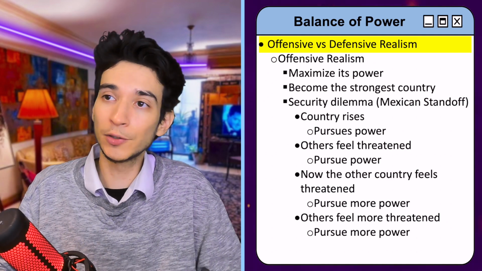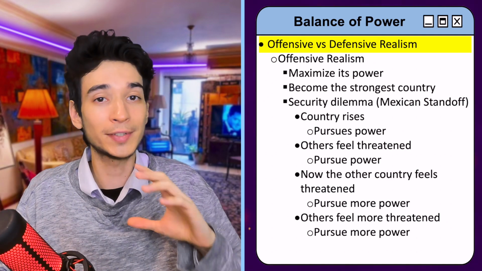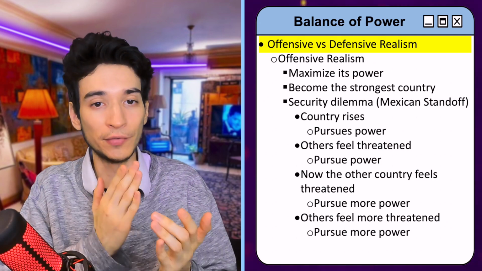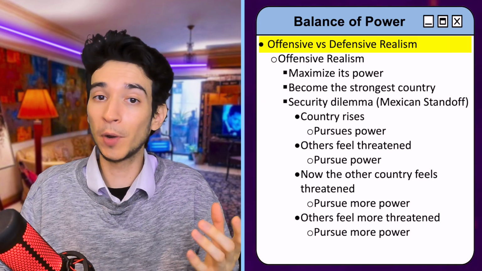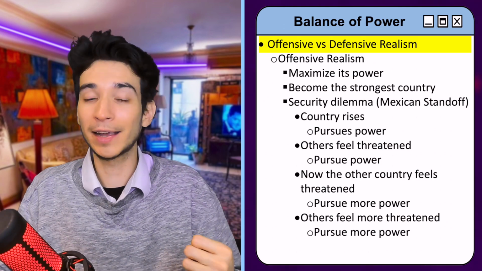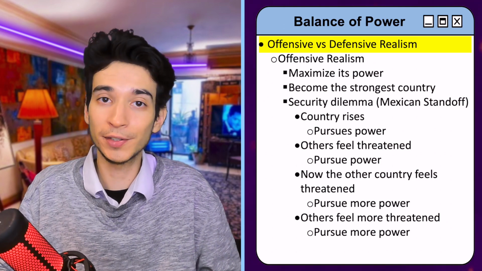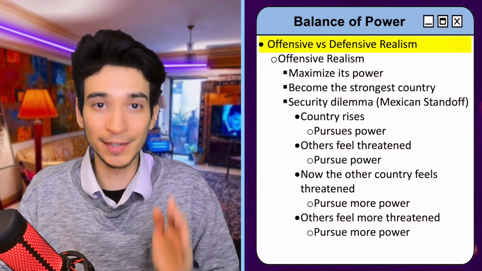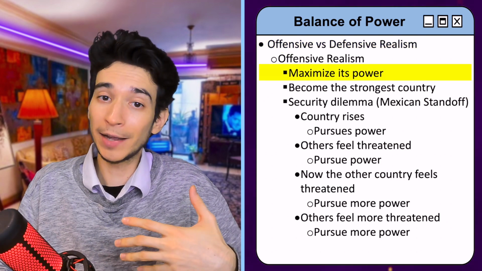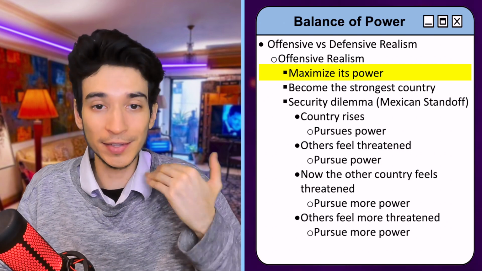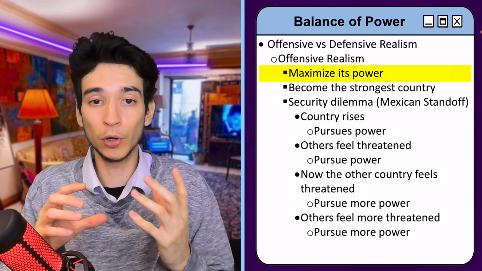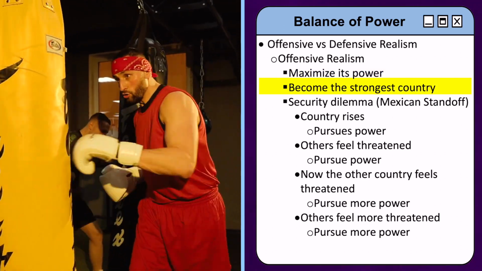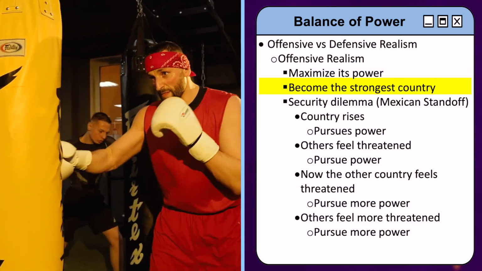So let's take into account the international system where survival is the main priority of a country. So countries must rely on themselves. They cannot 100% trust other countries. So how would a country deal with this system? So a country might choose the offensive realist approach. So in this approach, a country tries to maximize its power and become the strongest country in the system.